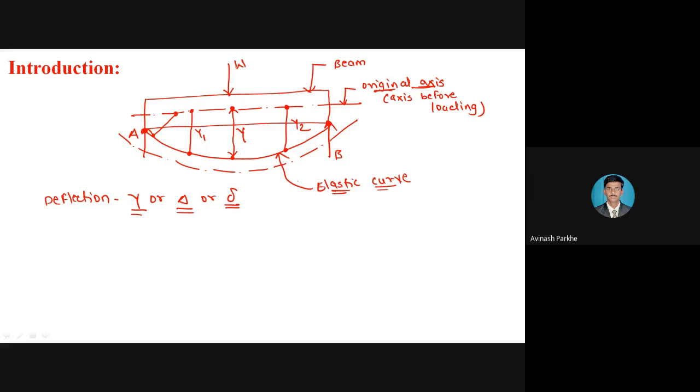Before loading, the axis is perfectly horizontal, which is called the original axis, and after loading, the axis becomes in the form of an elastic curve.